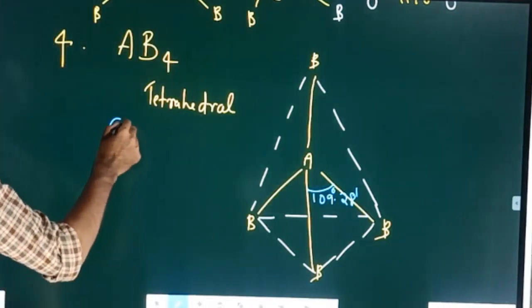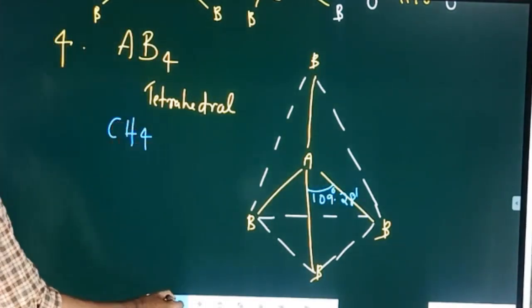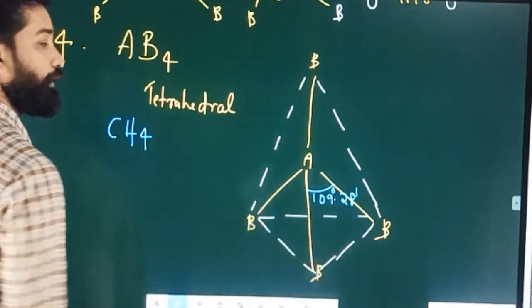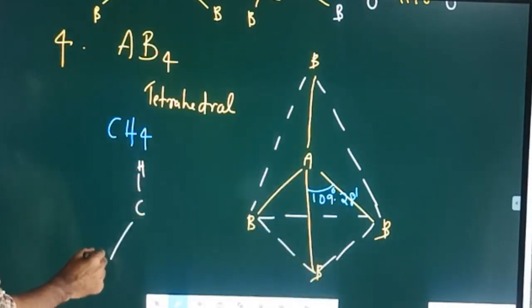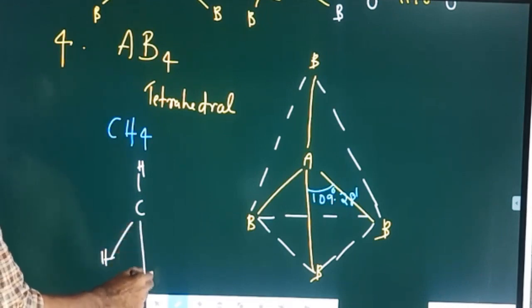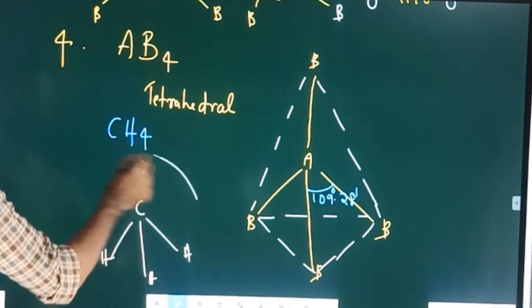Or let me show an example. The example is methane. So what about the structure of methane? It has a tetrahedral structure like this.